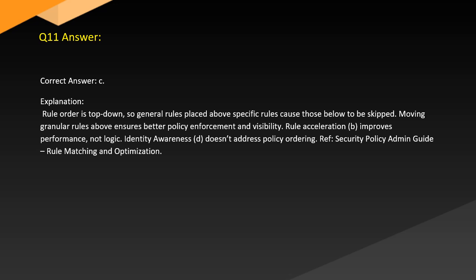Answer. Correct answer: C. Explanation: Rule order is top-down, so general rules placed above specific rules cause those below to be skipped. Moving granular rules above ensures better policy enforcement and visibility. B: Rule acceleration improves performance, not logic. D: Identity Awareness doesn't address policy ordering. Ref: Security policy admin guide, rule matching and optimization.